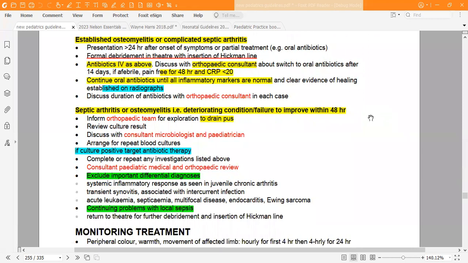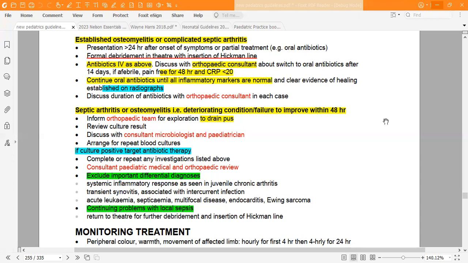Okay, septic arthritis or osteomyelitis, deteriorating condition, failure to improve within 48 hours. That means this patient is having osteomyelitis or complicated septic arthritis. He is not improving within 48 hours of starting the antibiotic. So in this case, inform orthopedic team for exploration to drain pus, review culture result, discuss with consultant microbiologist and pediatrician, arrange for repeat blood cultures.